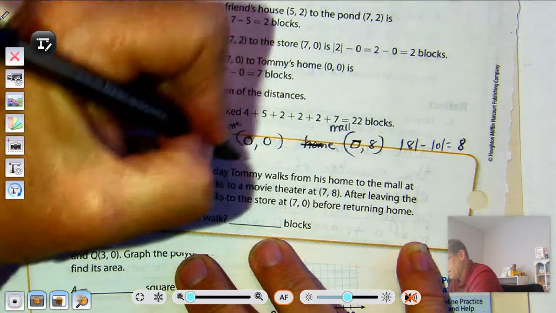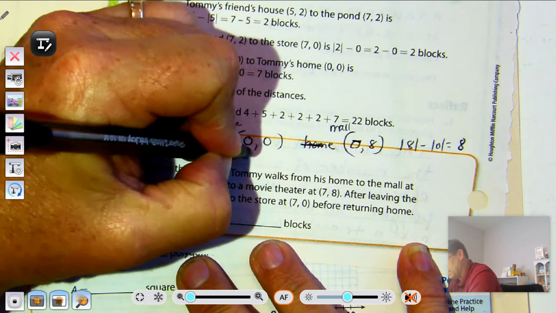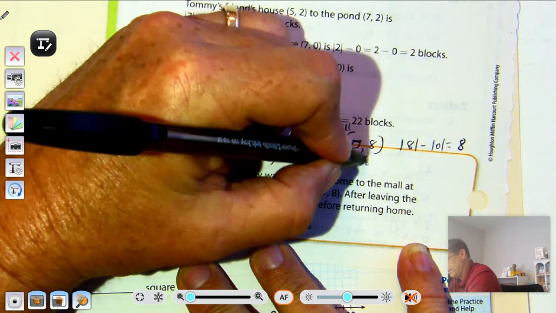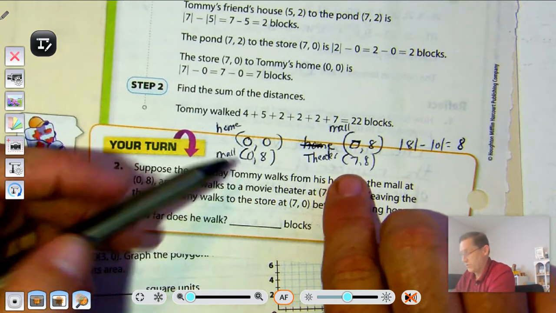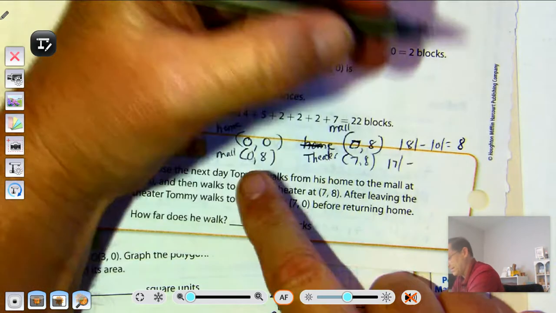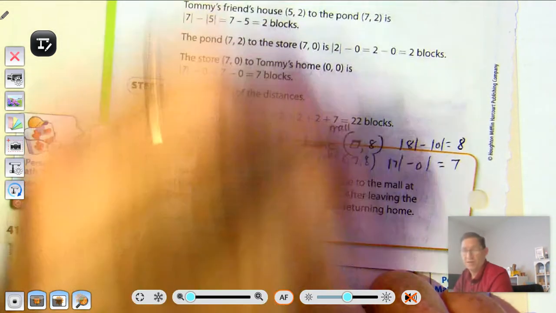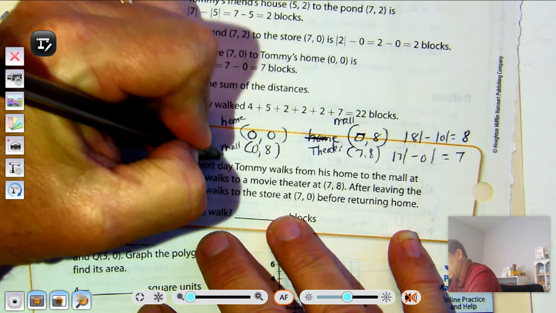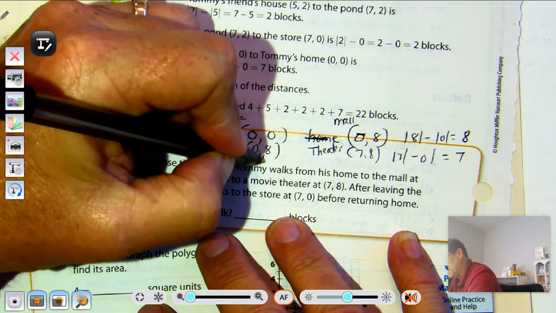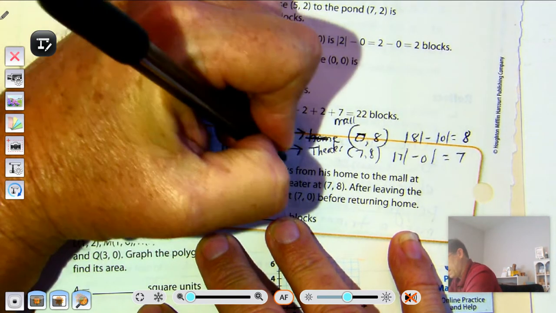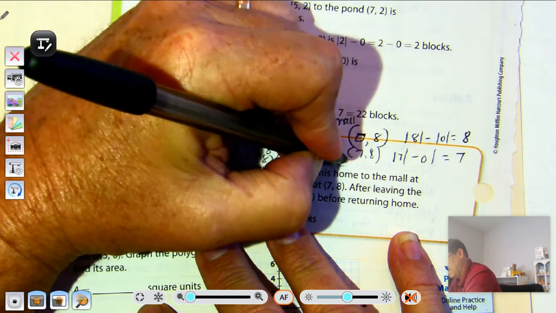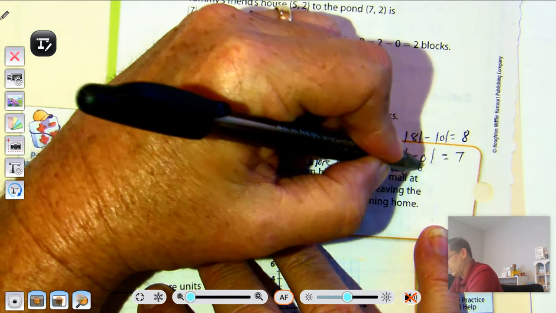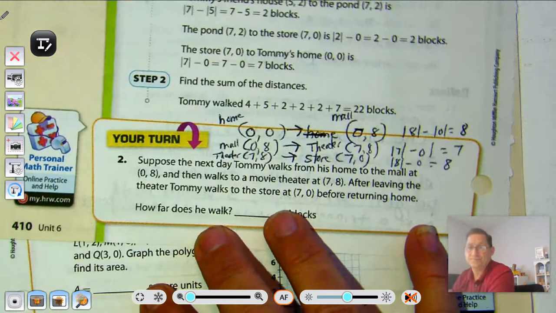He's then going to go to the movie theater. So we're at (0, 8). Theater is at (7, 8). So we're going to take the absolute value of 7 and subtract 0, which would be 7 blocks. He's then going to walk to the store. So he's at (7, 8), and he's now going to go to the store at (7, 0). So we're going to take the absolute value of 8, subtract 0, and that's going to give us 8.